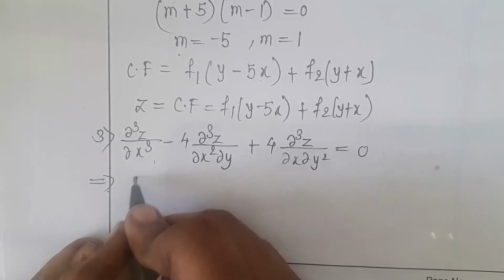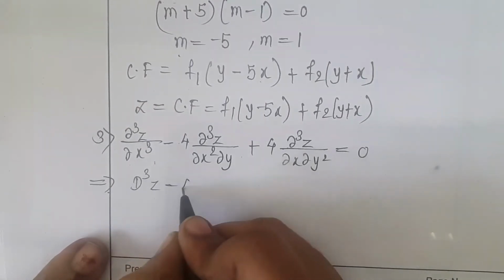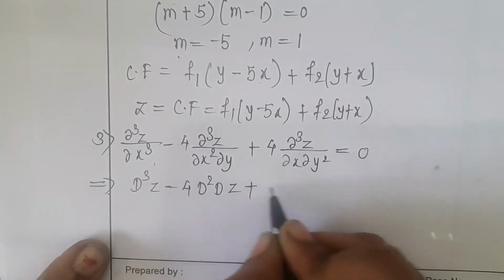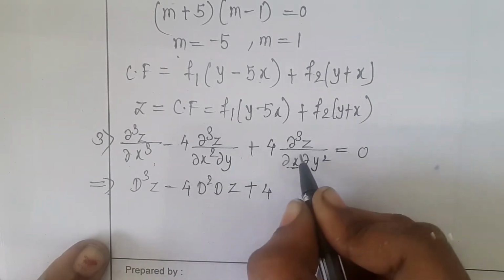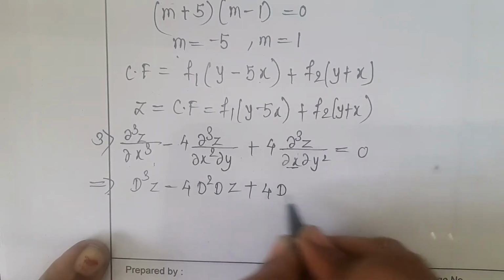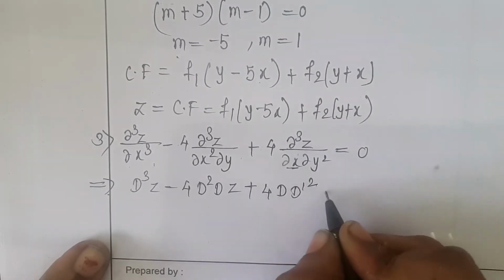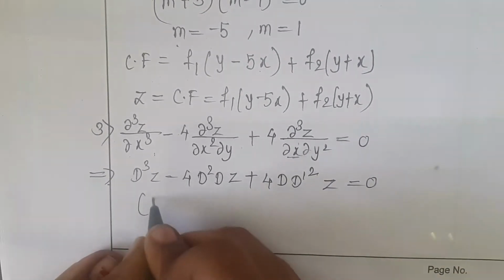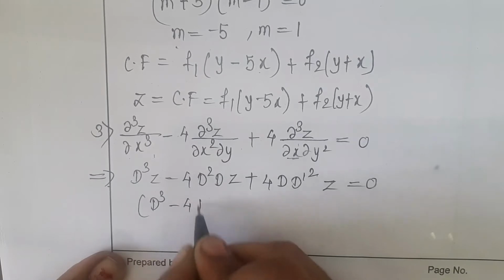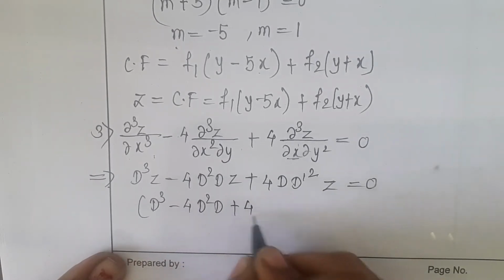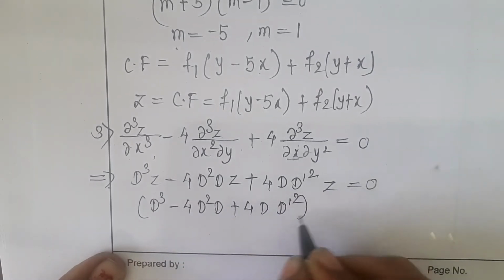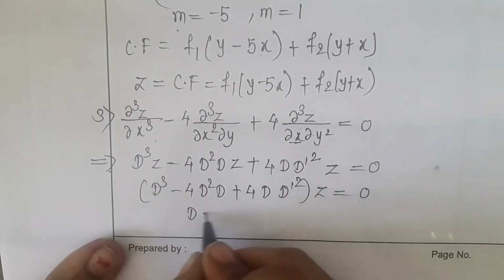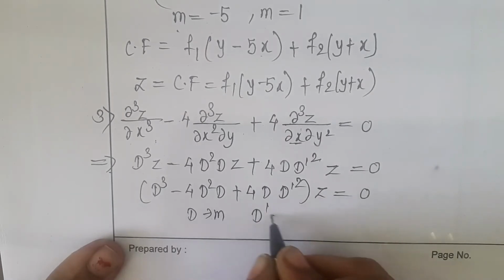So same thing, first it becomes D cube into z minus 4D square D' into z plus 4D, here x to the power 1, so it is 4D D' square, multiplied by z is equal to 0. Now taking z common, it becomes D cube minus 4D square D' plus 4D D' square, multiplied by z is equal to 0. Now replace D by m and D' by 1.